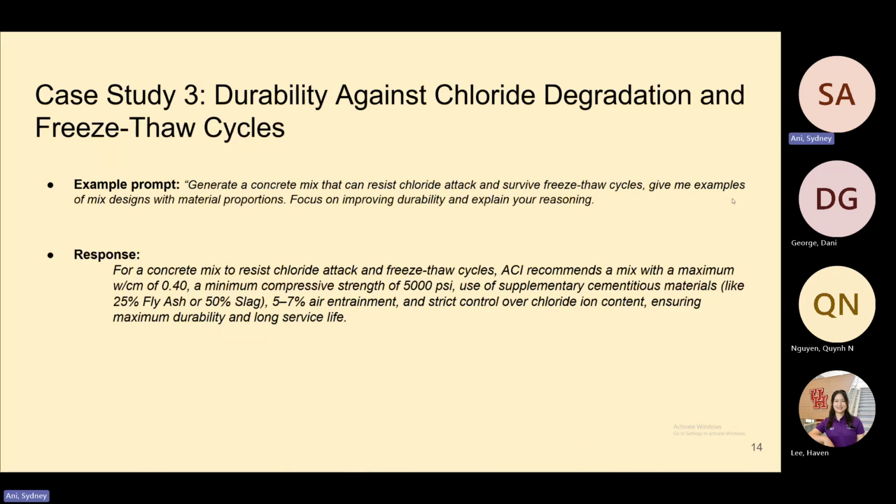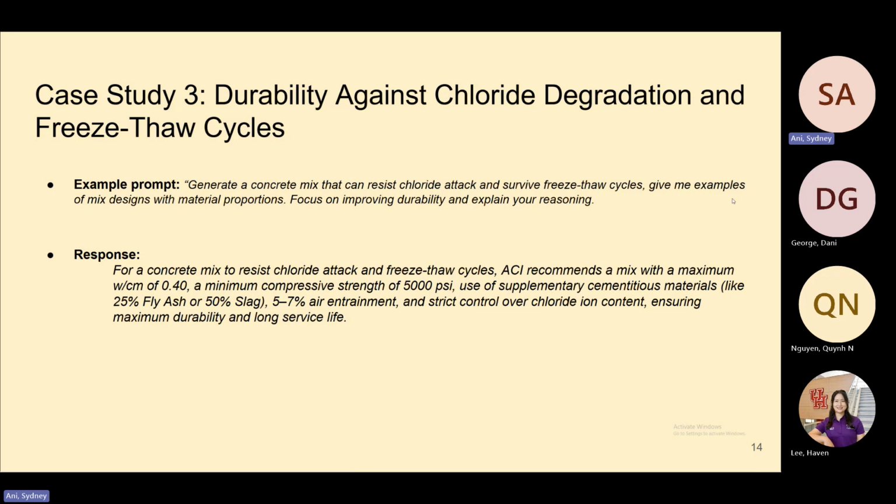All right, moving on to case study 3. It was durability against chloride degradation and freeze-thaw cycles. We have the example prompt on the screen here, which is to generate a concrete mix that can resist chloride attack and survive freeze-thaw cycles. Give me examples of mix designs with material proportions. Focus on improving durability and explain your reasoning.